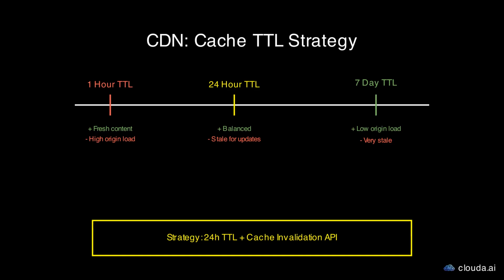For YouTube, videos rarely change after upload, so we can use longer TTL. Our strategy is 24-hour TTL with cache invalidation API. When a video is updated or deleted, we explicitly invalidate the CDN cache using CloudFront's API. This gives us the cost savings of long TTL with the freshness of short TTL. Cache invalidation costs 50 cents per 1,000 paths, which is negligible compared to bandwidth savings.